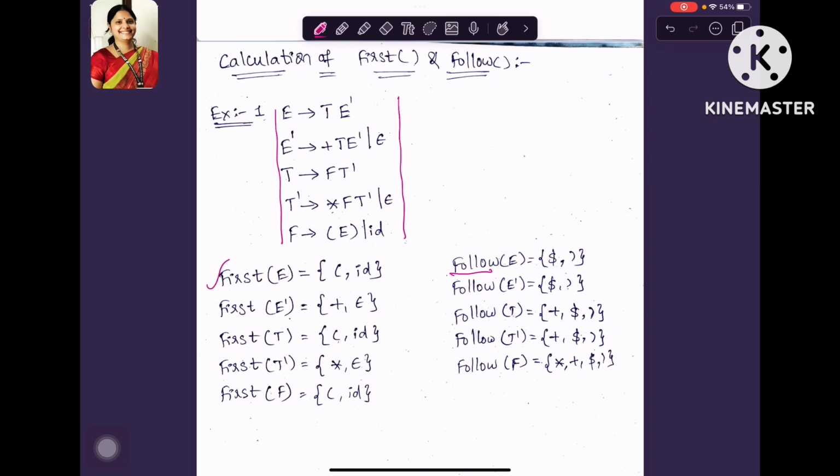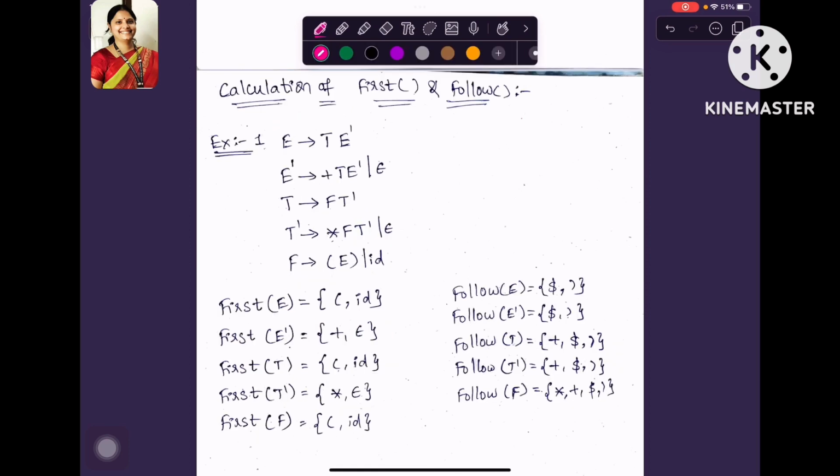In these productions, the non-terminals are E, E', T, T', and F. And the terminal symbols are plus, epsilon, asterisk, epsilon, open parenthesis, closed parenthesis, and ID. As we have already discussed, the result of first and follow will be only terminal symbols. Now we will calculate the first and follow for the considered productions.